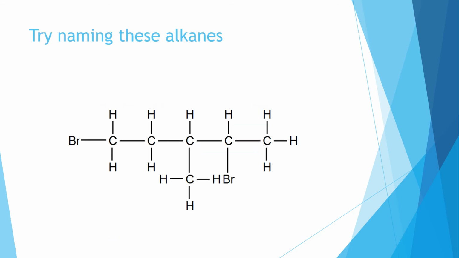So looking for the longest chain, 1, 2, 3, 4, 5. So 5 is the longest, so that's pentane, because it's all single bond. Now you need the first point of difference, and it has to be this thing, which is a bromo. So 1, 2, 3, 4, 5. And that puts the bromo in the lowest position.